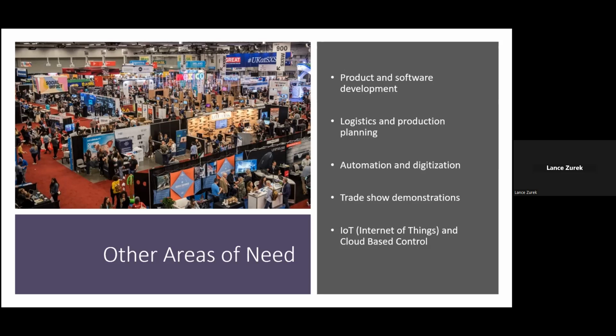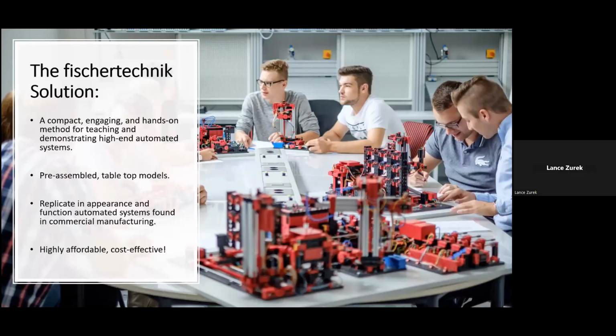Now, in each of these cases and more, there is a need for finding a solution that, again, is engaging, which can effectively mimic and simulate real-world automated systems. And that is going to bring us to the line of fischertechnik industrial simulations and training models. Now, these models have all been designed with the intent of providing a compact, engaging, and hands-on method for teaching and demonstrating high-end automated systems. The line consists of a series of pre-assembled, small-scale models which are designed to replicate in both appearance and function various automated robotic machines and systems that are commonly used in commercial manufacturing.